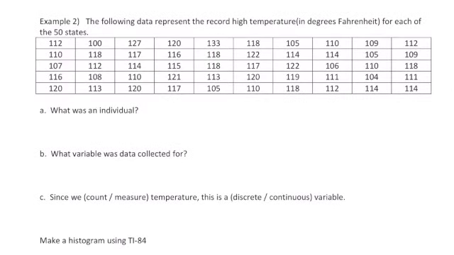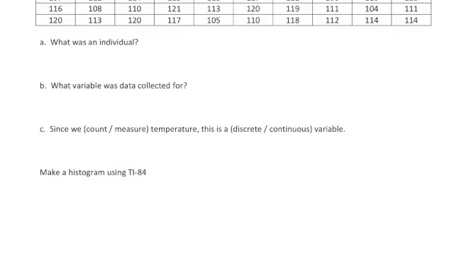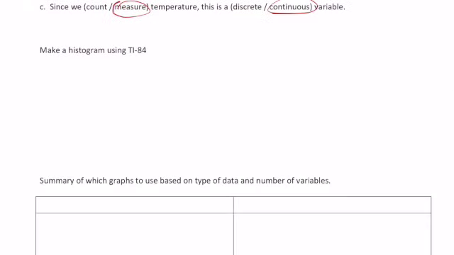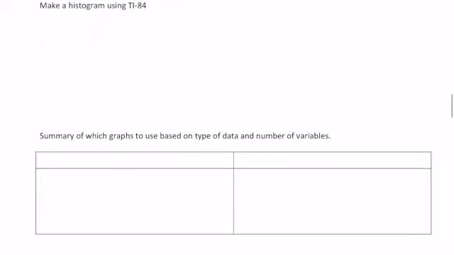The following data represent the record high temperature in degrees Fahrenheit for each of the 50 states. Those are the numbers. You can see it's a lot of different numbers, so let's answer the question. I'm going to pause, so please try the problems and the answer will follow. We will skip making a histogram using the TI-84 for now. I would like to show it to you in class when we do the homework.